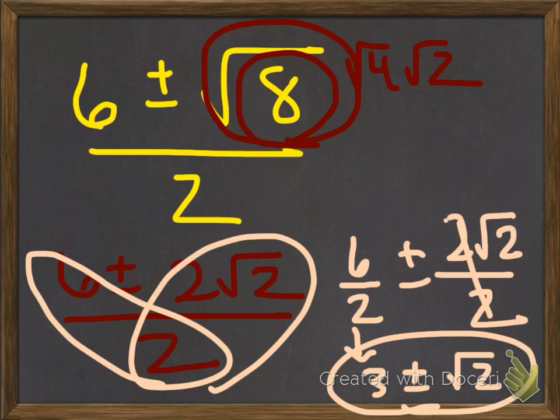Just remember on number 28, you need to get everything equal to 0 first before you go about doing the quadratic formula. And I'm now done with page 2 on the review for the final exam, chapters 4 and 5.